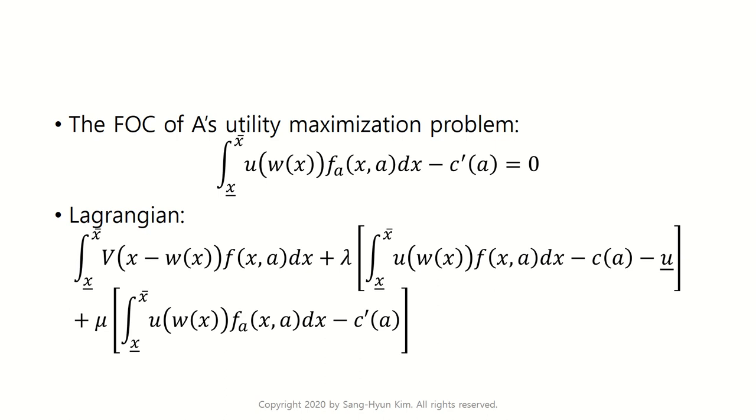So as before, we differentiate this Lagrangian with respect to w of x. Right. So we fix any x, let's say x0, and then we differentiate this Lagrangian with respect to w of x0. So that's the way we maximize this function.